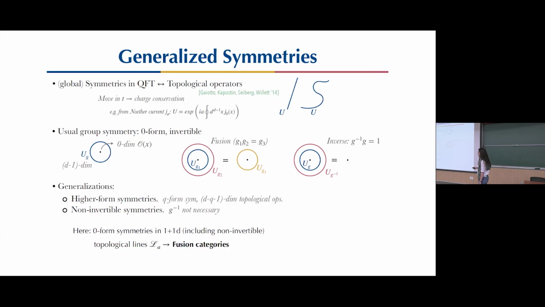So what I will discuss here are zero-form symmetries in 1+1 dimensions, where the topological operators are lines that I call L. And the mathematical framework to describe them is called fusion category. So what is the data that describes a fusion category? You have a list of objects. In this case, it will be the topological lines. You have fusion coefficients that tell you how you can fuse two lines together.